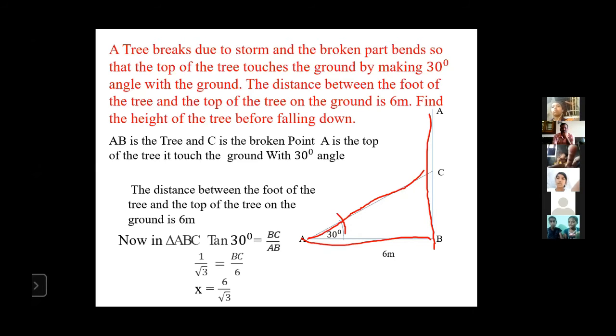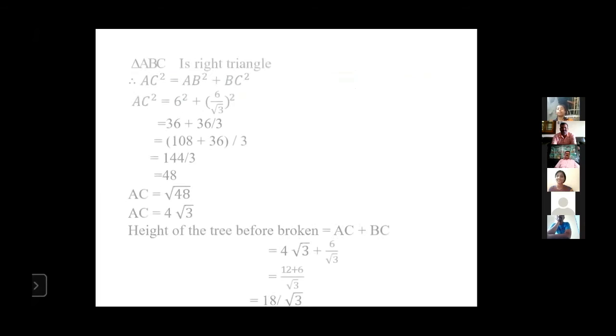Now let's do rationalization for this. 12 by root 3 into root 3 by root 3. Now 12 into root 3 is 12 root 3, and root 3 into root 3 is root 3 whole square. The square root cancels, it remains 3. 3 fours are 12. We got the final answer: 4 root 3. Okay friends? Yes sir.